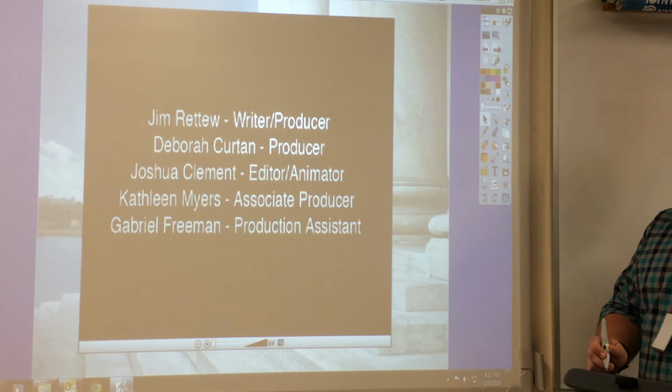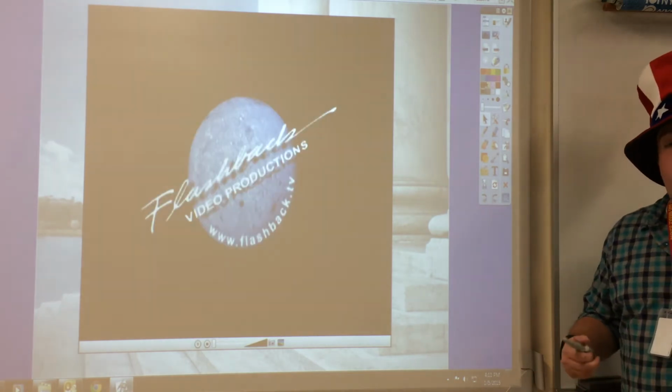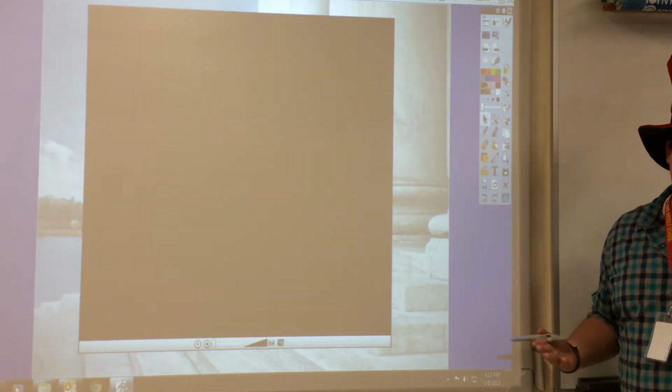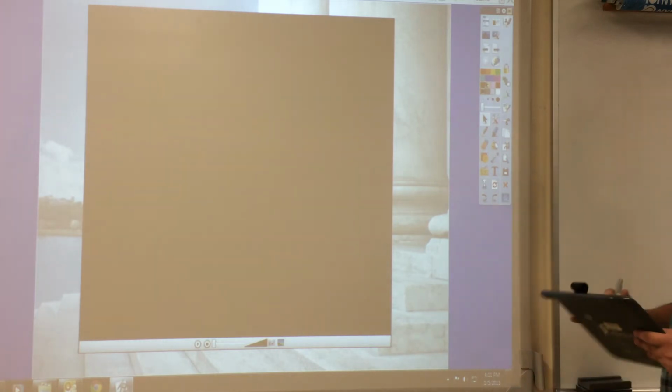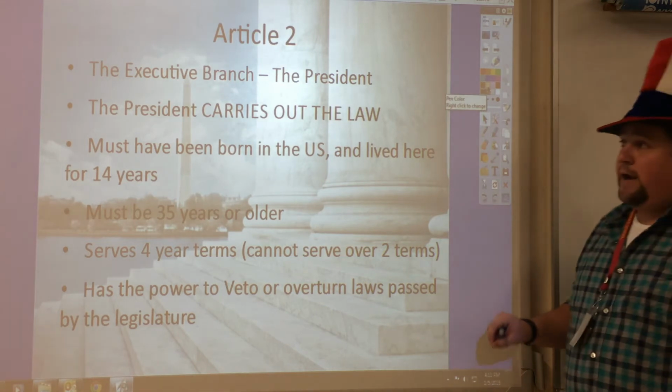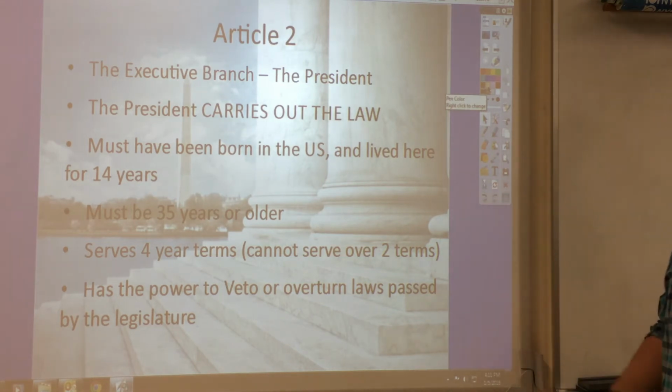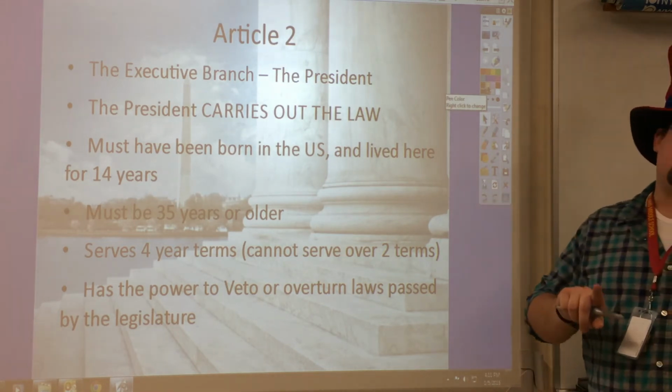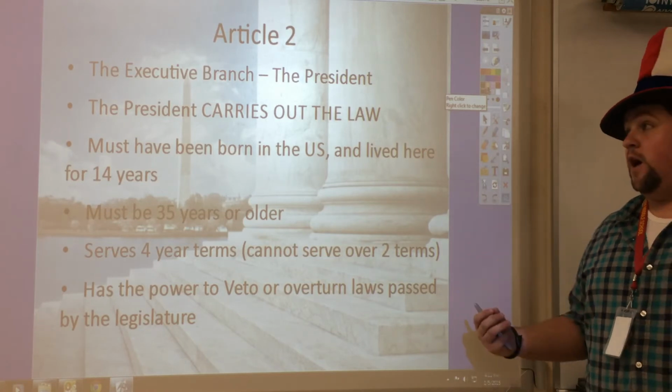Okay, so, as colorful as that is, it's a fun little way for you guys to start thinking about what does happen in Congress. That's some of the things that we talked about on the previous slide. So, next is Article 2, which is the executive branch, which has the president. The president carries out, sometimes referred to as enforcing, the law.